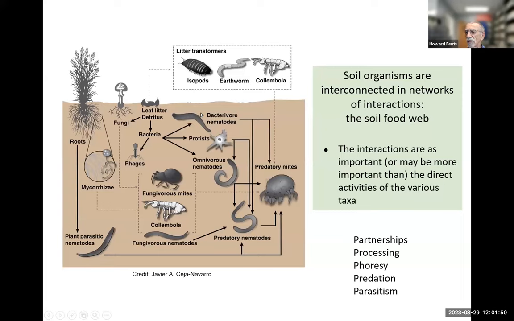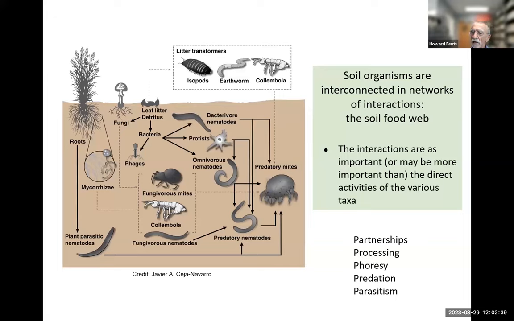So we think about, well, nematodes feed on plant roots, and that's an ecosystem service, or perhaps an ecosystem disservice. But really, the interactions among these organisms are probably as important or more important than the actual process of feeding itself, because it's just those interactions where mineralization and transport of organisms from one source, one area to another occur. So I was trying to think of words that started with P that would describe all these things that occur in the food web. Certainly partnerships, processing of materials, phoresy, in other words, the transport of other organisms.